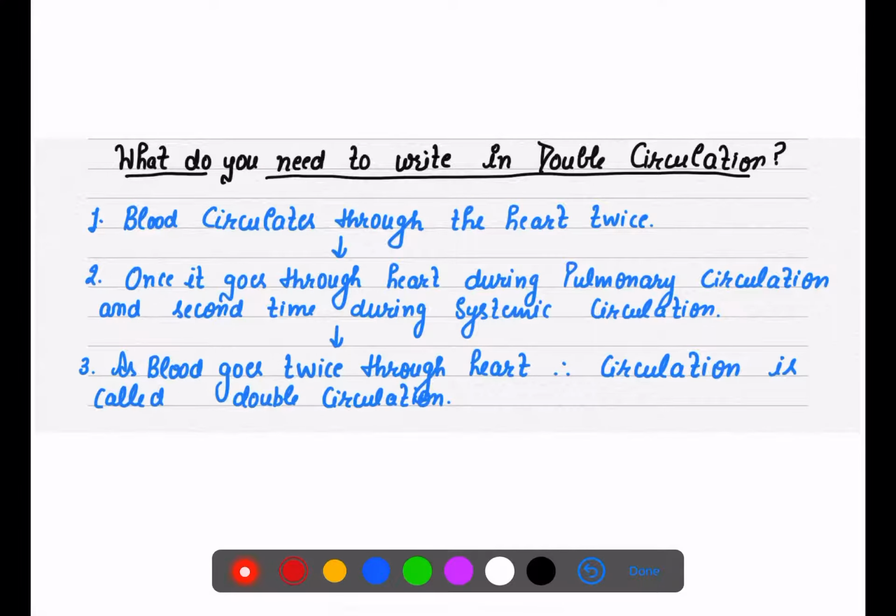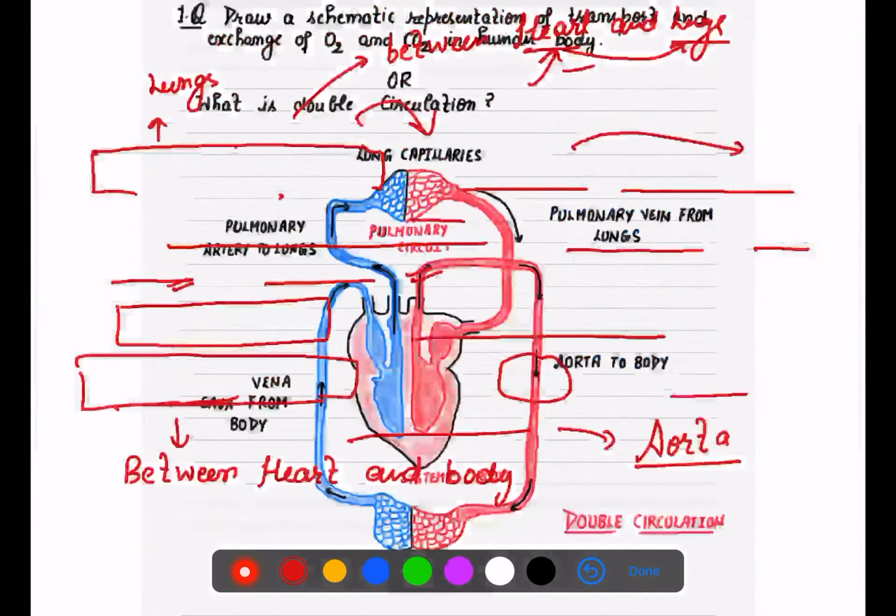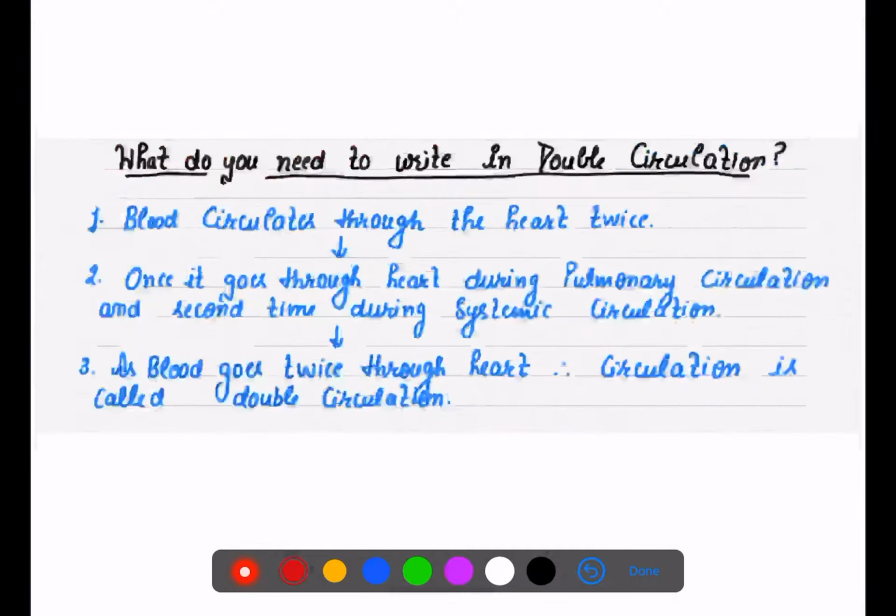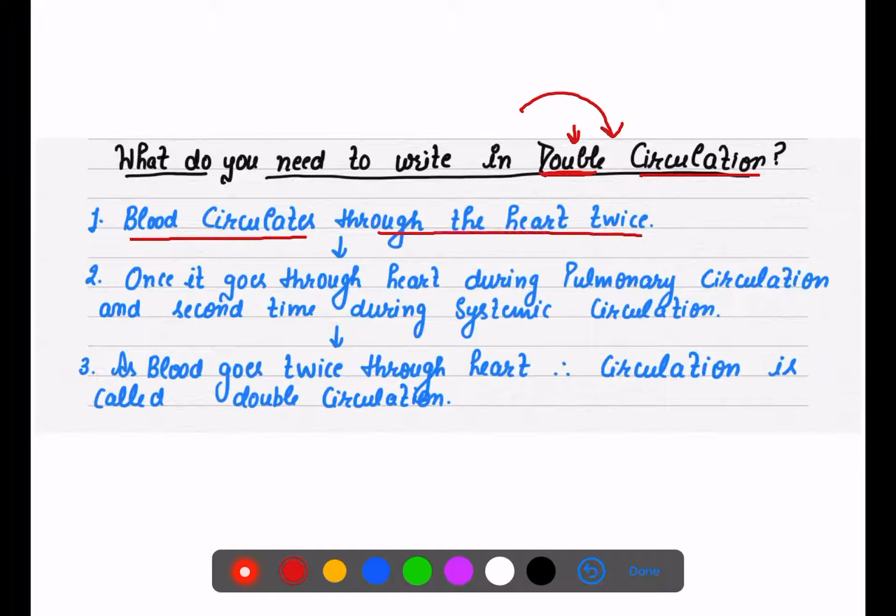Now the next question was about the representation. What you have to write in double circulation? First you need to be clear about what double circulation is. Now double means 2 times. Blood circulates through the heart twice, you know that.